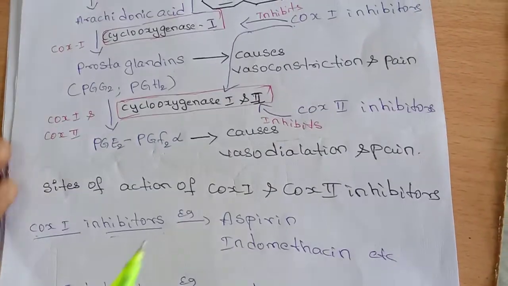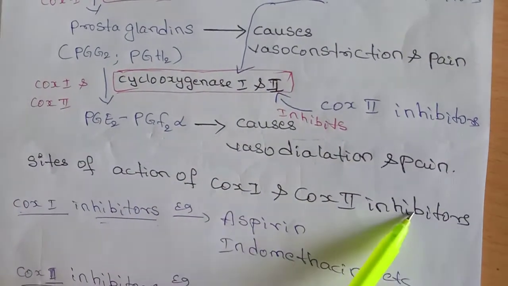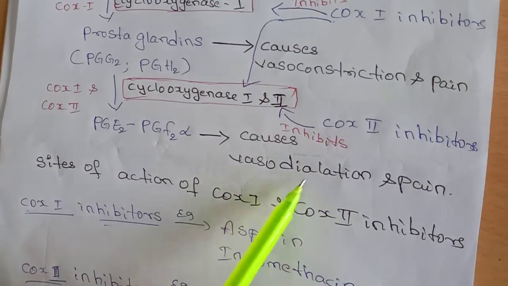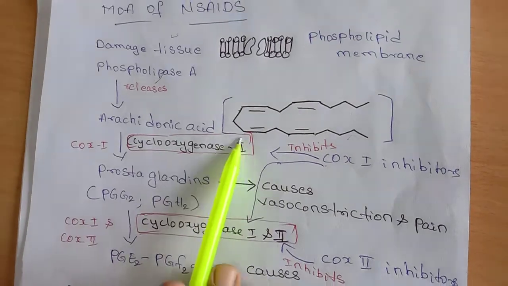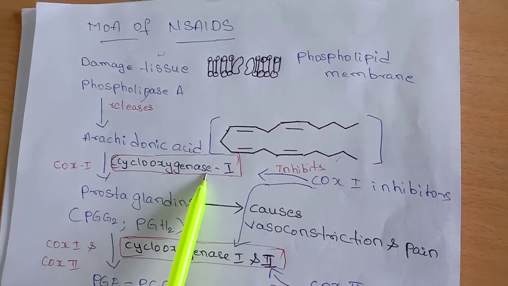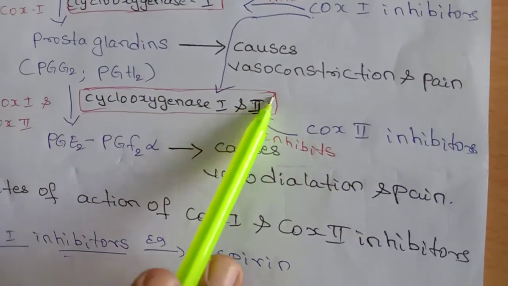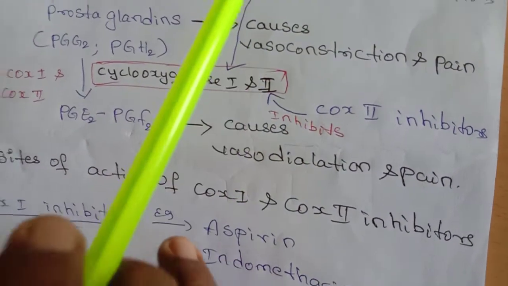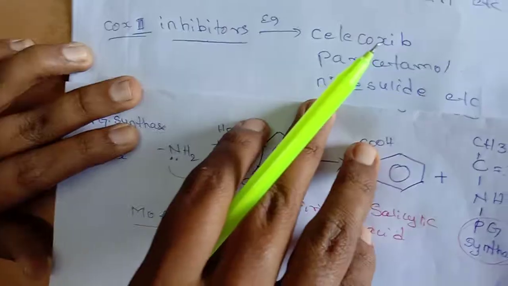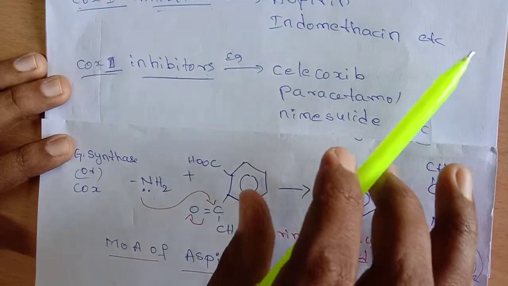These are the different sites of action of COX-1 and COX-2 inhibitors. COX-1 inhibitors inhibit the enzyme cyclooxygenase 1, and COX-2 inhibitors inhibit the enzyme cyclooxygenase 2. So this is the mechanism of action of NSAIDs.